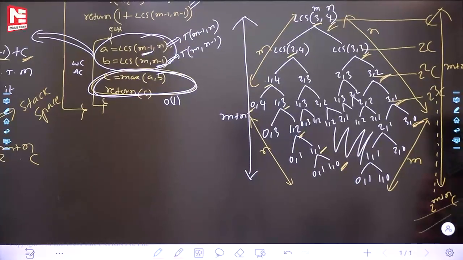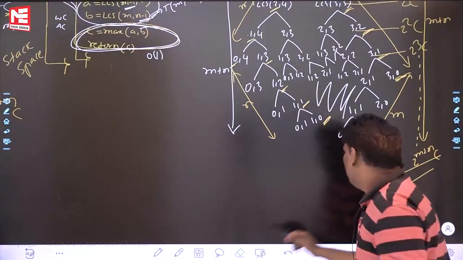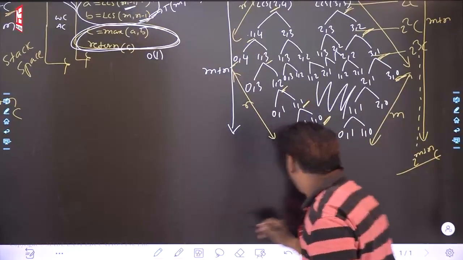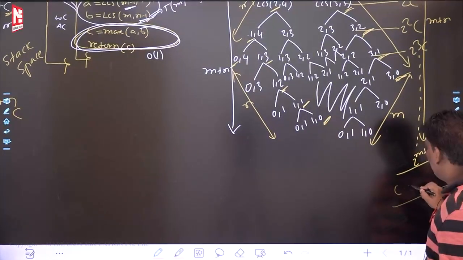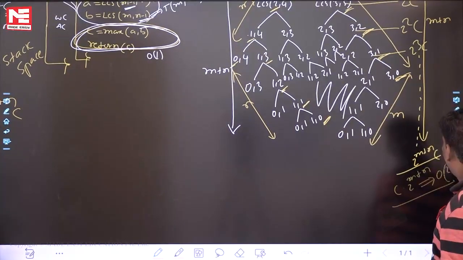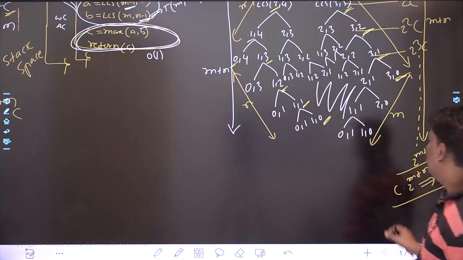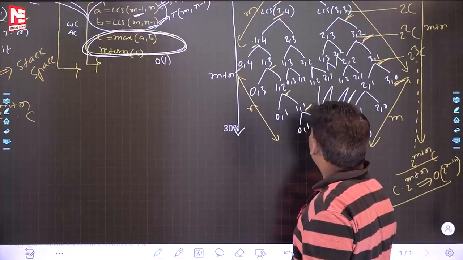If you solve this particular series, if you add all of them, what is the answer? The answer is c into 2 power m plus n, which goes to order of 2 power m plus n. So, like this. I am thinking you are almost okay.